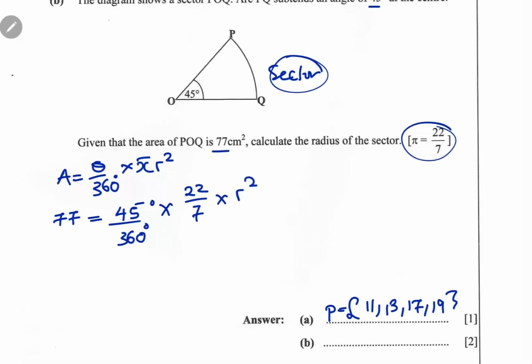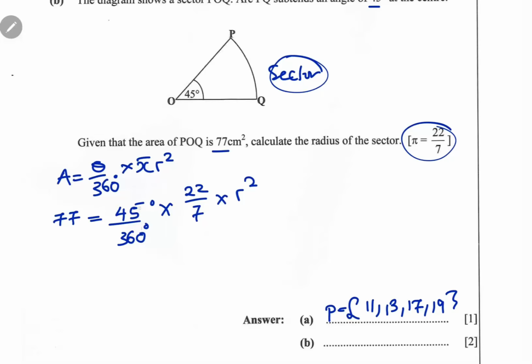So we are finding the radius. Your strategy should be to reduce these numbers to the lowest form. Otherwise, if you multiply to get big numbers, it will be very difficult for you to work with them. So how do you reduce?